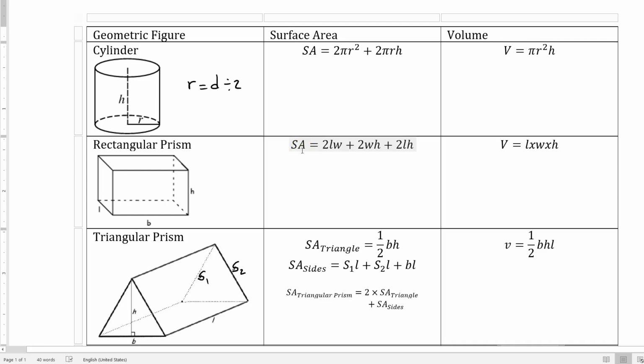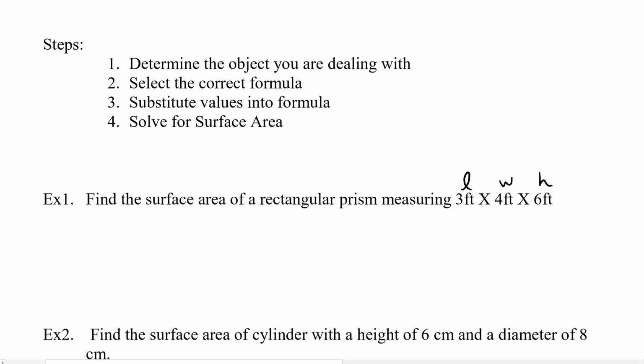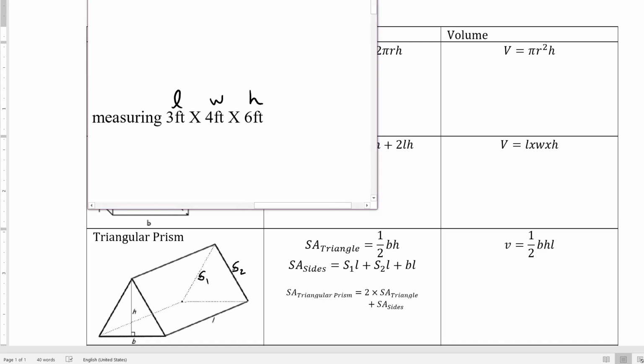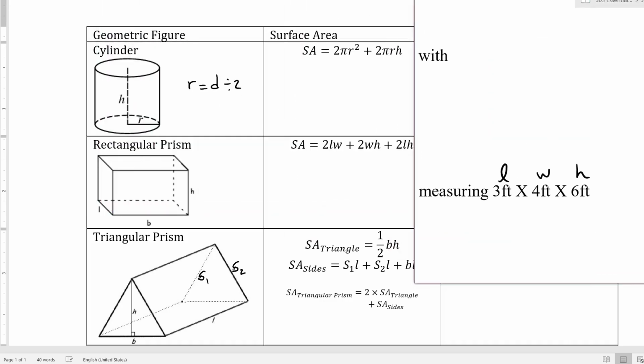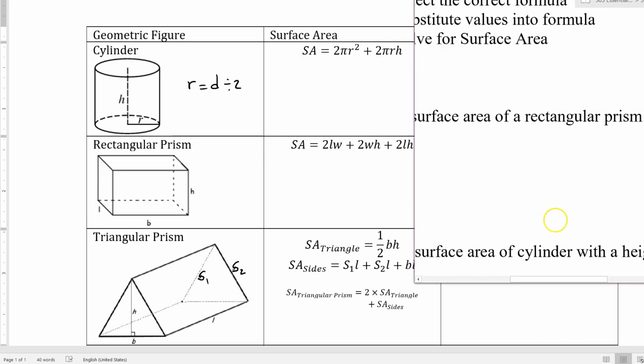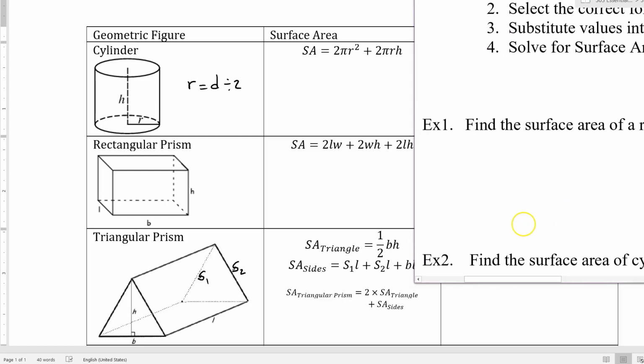substitute the values in. So what I'm going to do is make this smaller here so that I can see this as I'm writing, because I want to be consistent. So the surface area is 2 length width plus 2 width height plus 2 length height.